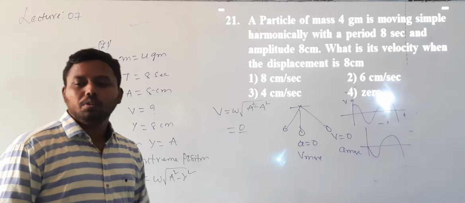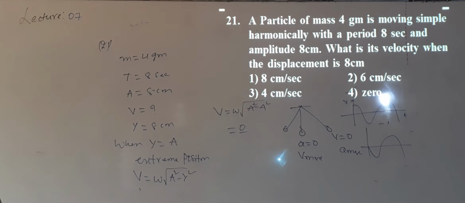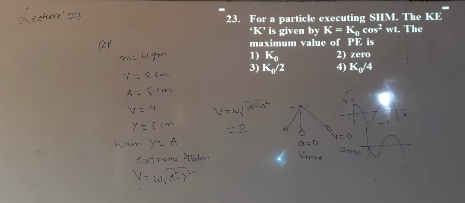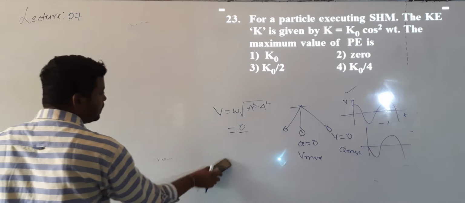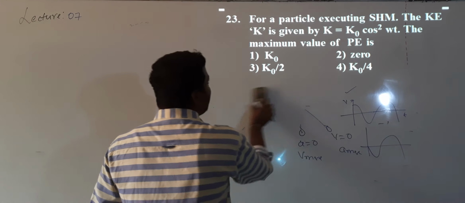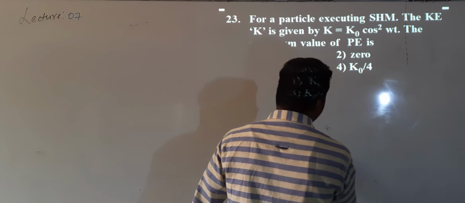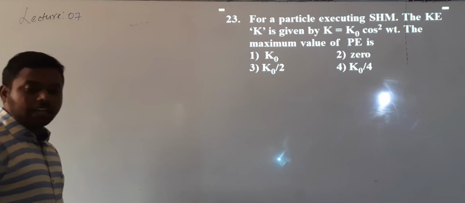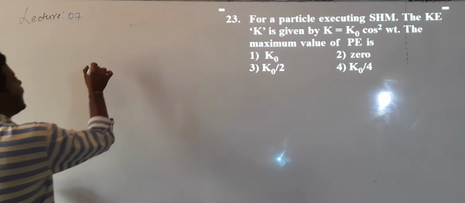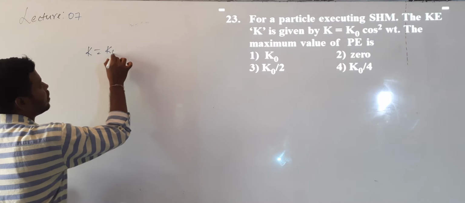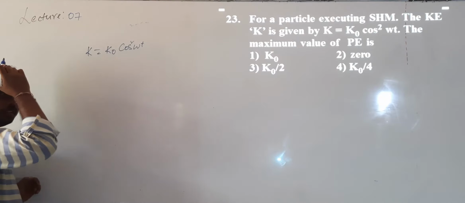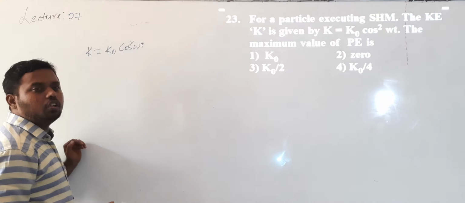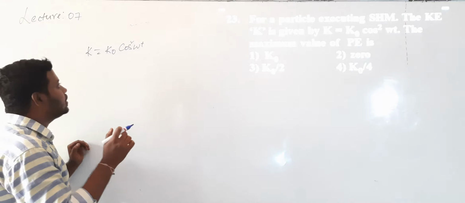That is question number 21. So the next question is question number 23. Even it is a direct question. A particle executing SHM, the kinetic energy is given by K is equal to K naught into cos square omega t. So cos square omega t.